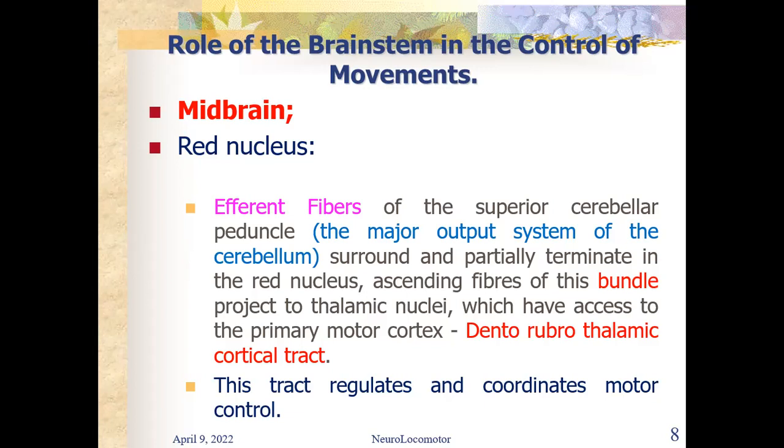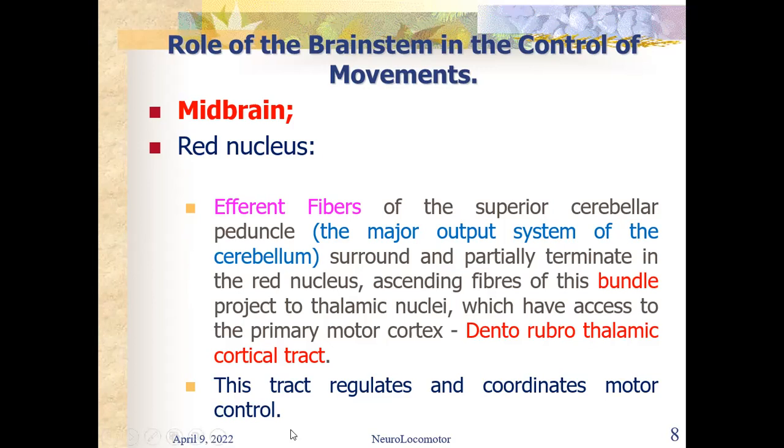So as they emerge from the cerebellum, they have to terminate or pass through the red nucleus before ascending to the thalamus. And from the thalamus, they relay the motor inputs or the motor sensations to the motor cortex. So the ascending fibers of this bundle terminate in the thalamic nuclei, which I have already talked about here, and which have access to the primary motor cortex. So that pathway is known as the dentorubro-thalamic cortical tract. The function of that tract is to regulate and coordinate motor activities.